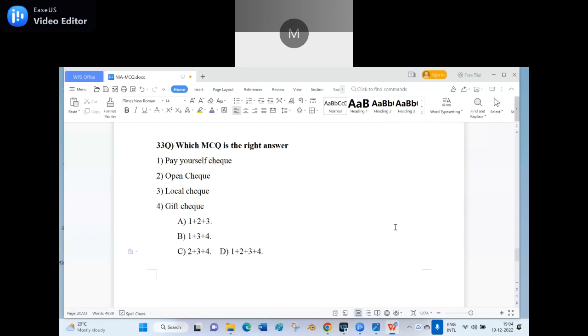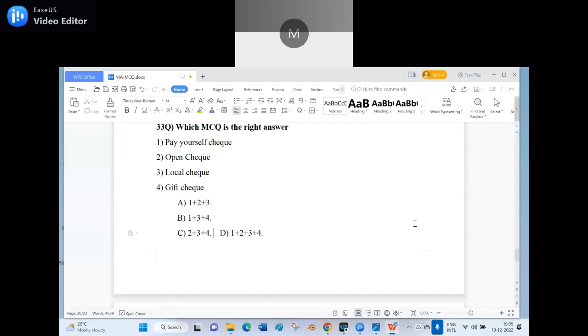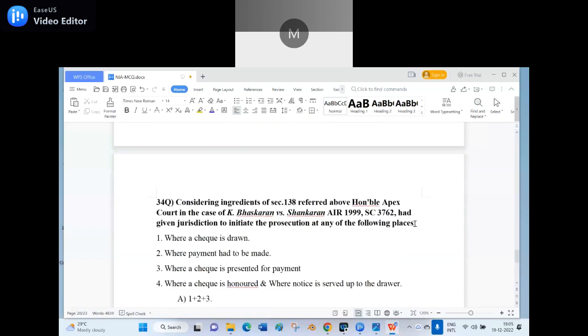A bearer check is also known as an open check. Hence, the right answer is option B, sir. Answer D is the right answer: 1 plus 2 plus 3 plus 4. Actually, I thought of writing the bearer check. If I write the bearer check, everybody can make it out. There is no doubt at all. So, a bearer check may also be known as a local check. You see the case light is given. And hence, the right answer is 1 plus 2 plus 3 plus 4.